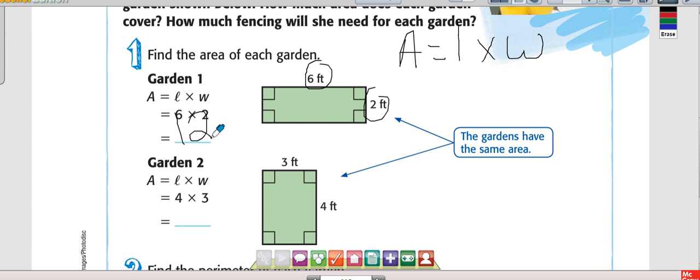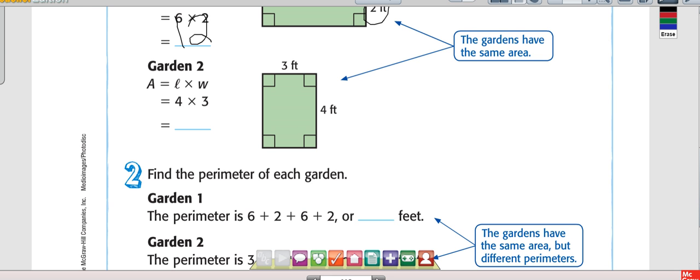However, the area of her second garden, the length is 4, and the width is 3. So it's 3 times 4, which is 12 as well. Two shapes can have the same area but different perimeters. Now it says to find the perimeter for garden number 1 and garden number 2.